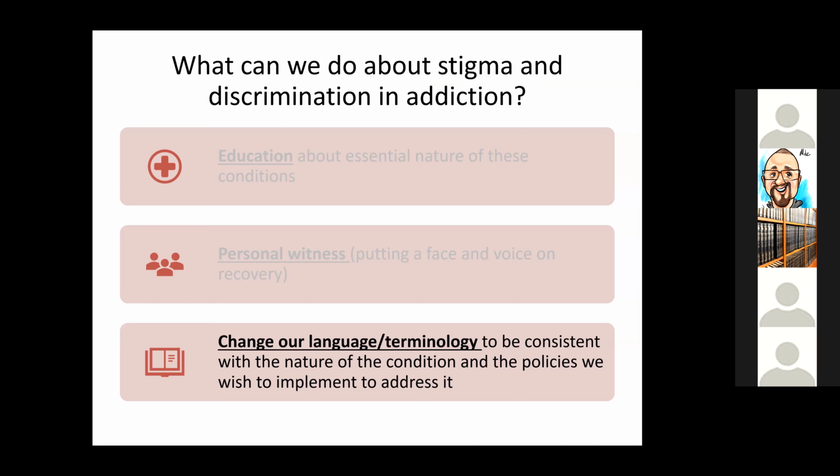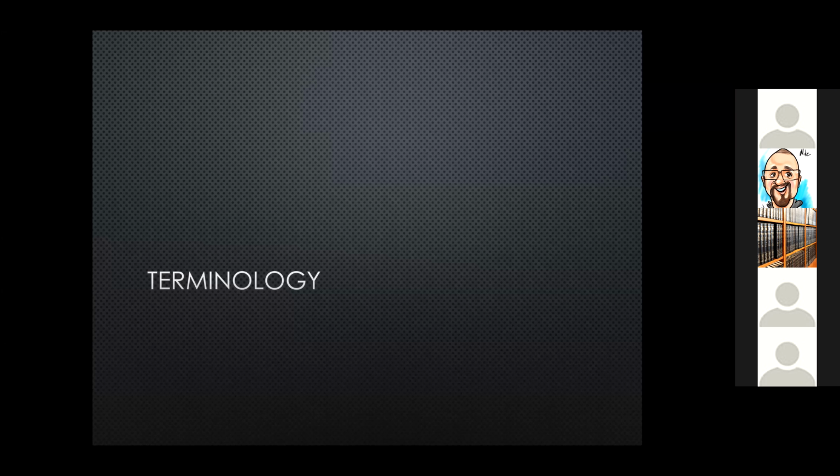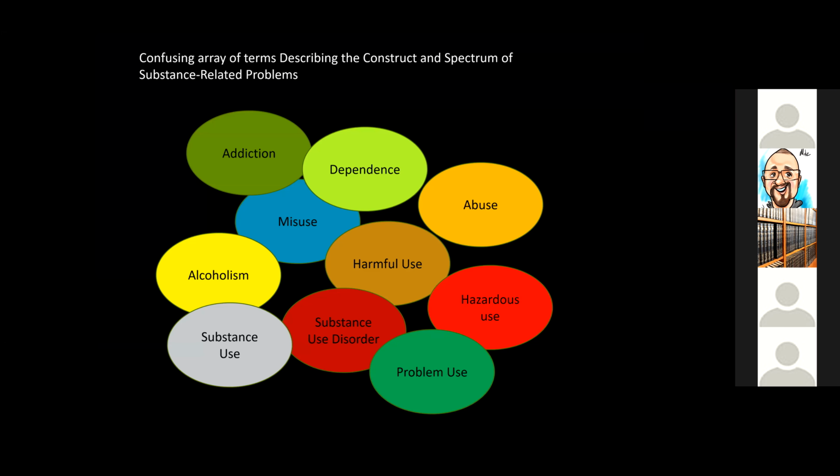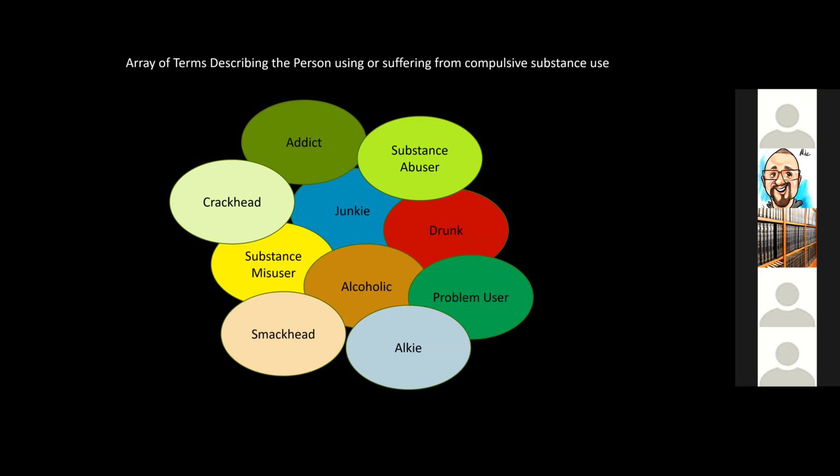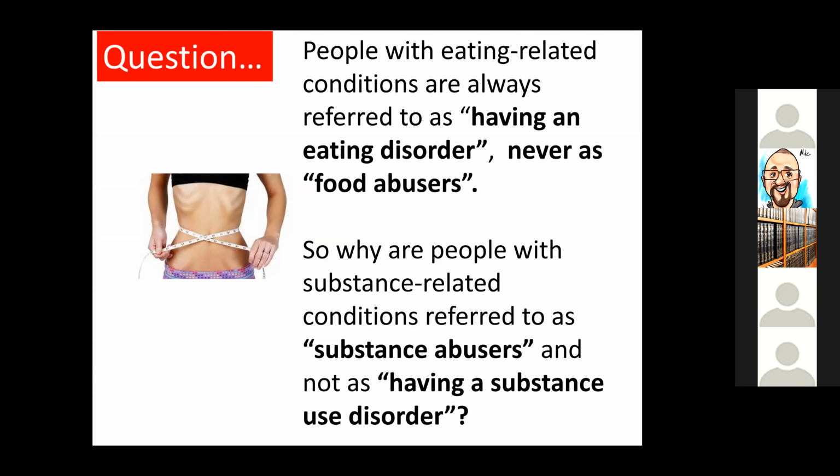So the last thing I'm going to talk about is language also, but language as it pertains to individuals who suffer from substance use disorders. And this is another third dimension of the ways that we can address stigma and discrimination. Now, there are lots of terms in our field that pertain to substance use, as you can see here, and people who suffer from these conditions. We've all heard these terms, some more pejorative than others, some are more clinical than others.